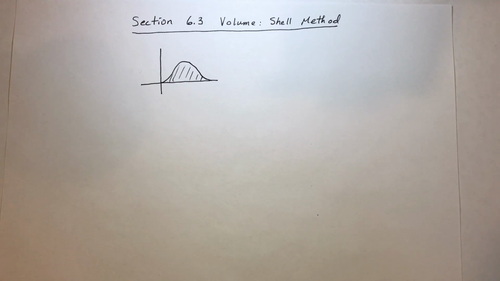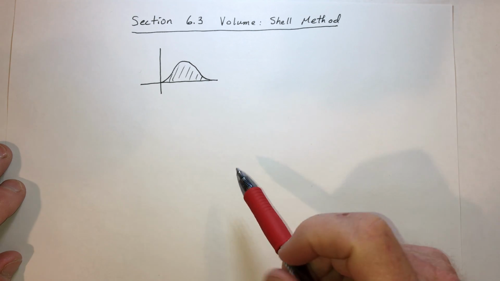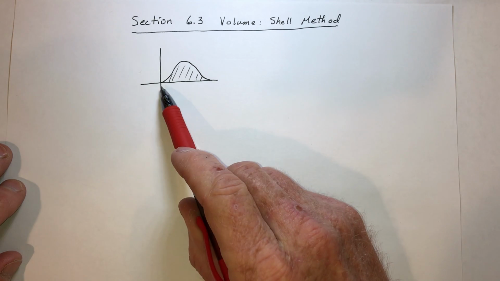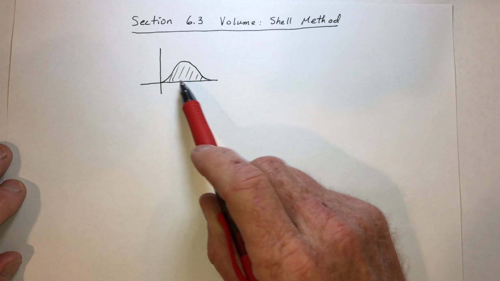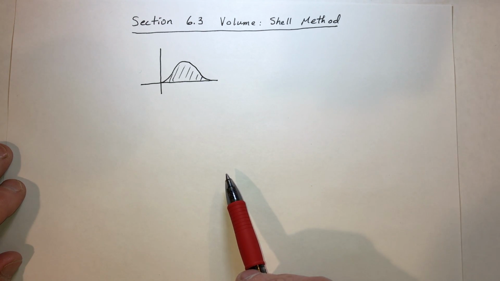And here we have our third and final method for finding volumes of rotation. This one is called the shell method. So suppose that we have a shape like this. Here's the little shaded area, and then we're going to rotate that around an axis.